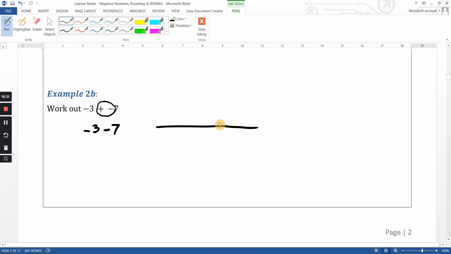So I'm on -3. That's here. Let's say, for example, I'm going to -7. So minusing 7 goes this way. 7 jumps. So 1, 2, 3, 4, 5, 6, 7. And where do I land? So that's -4, 5, 6, 7, 8, 9, 10. So that's going to be -10 for my answer.